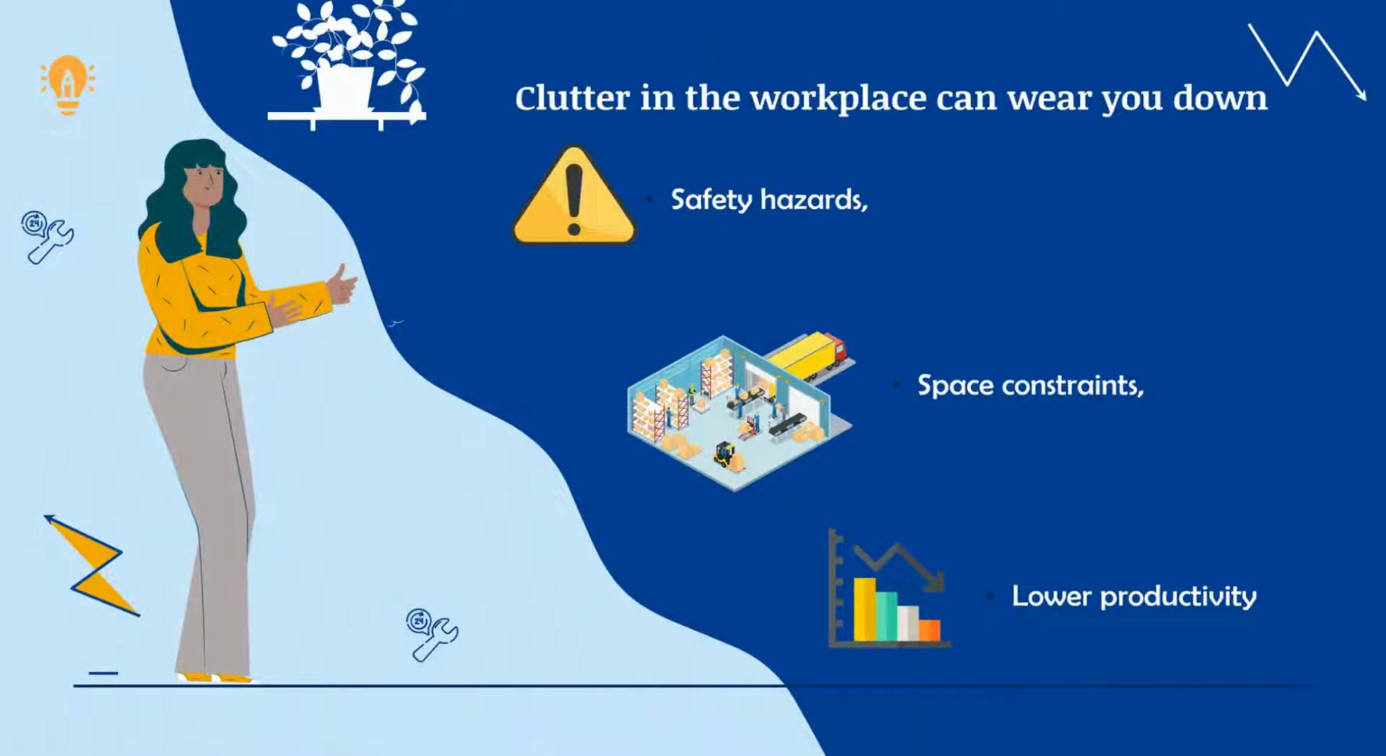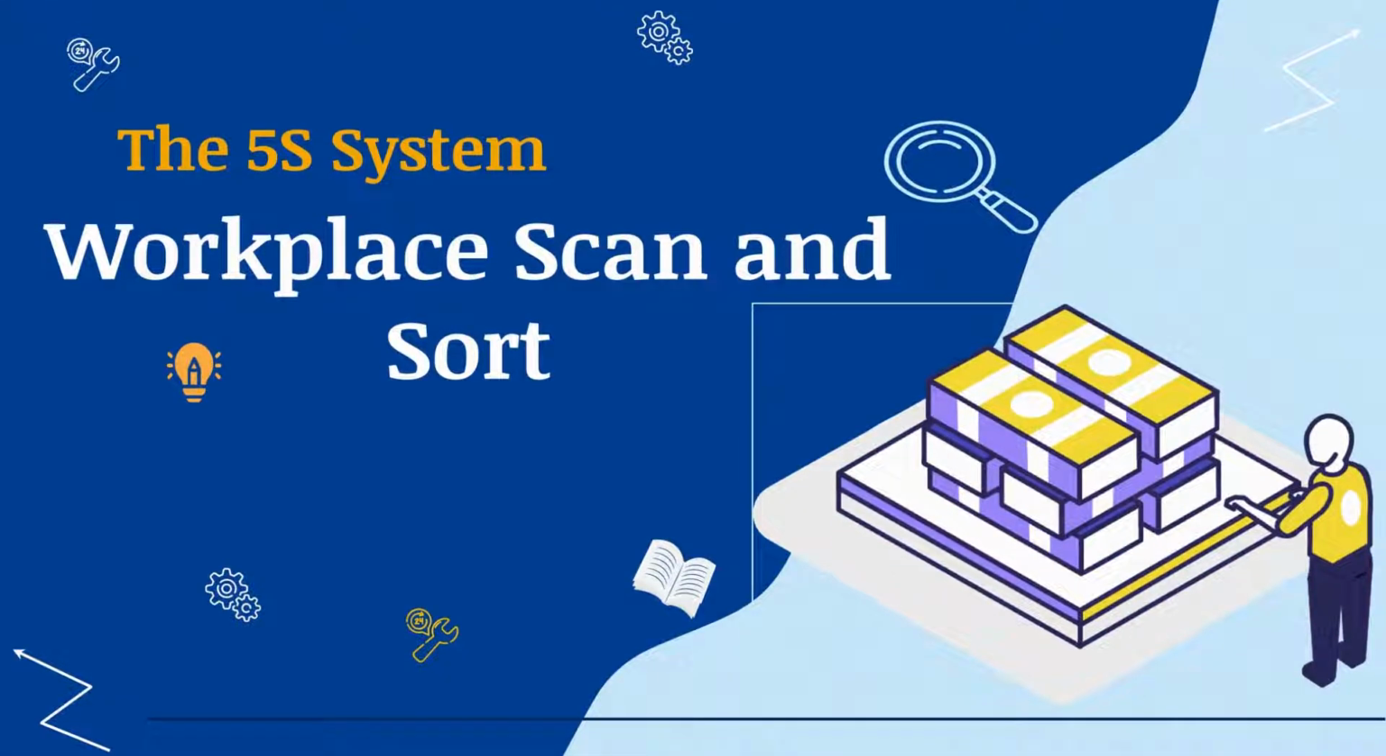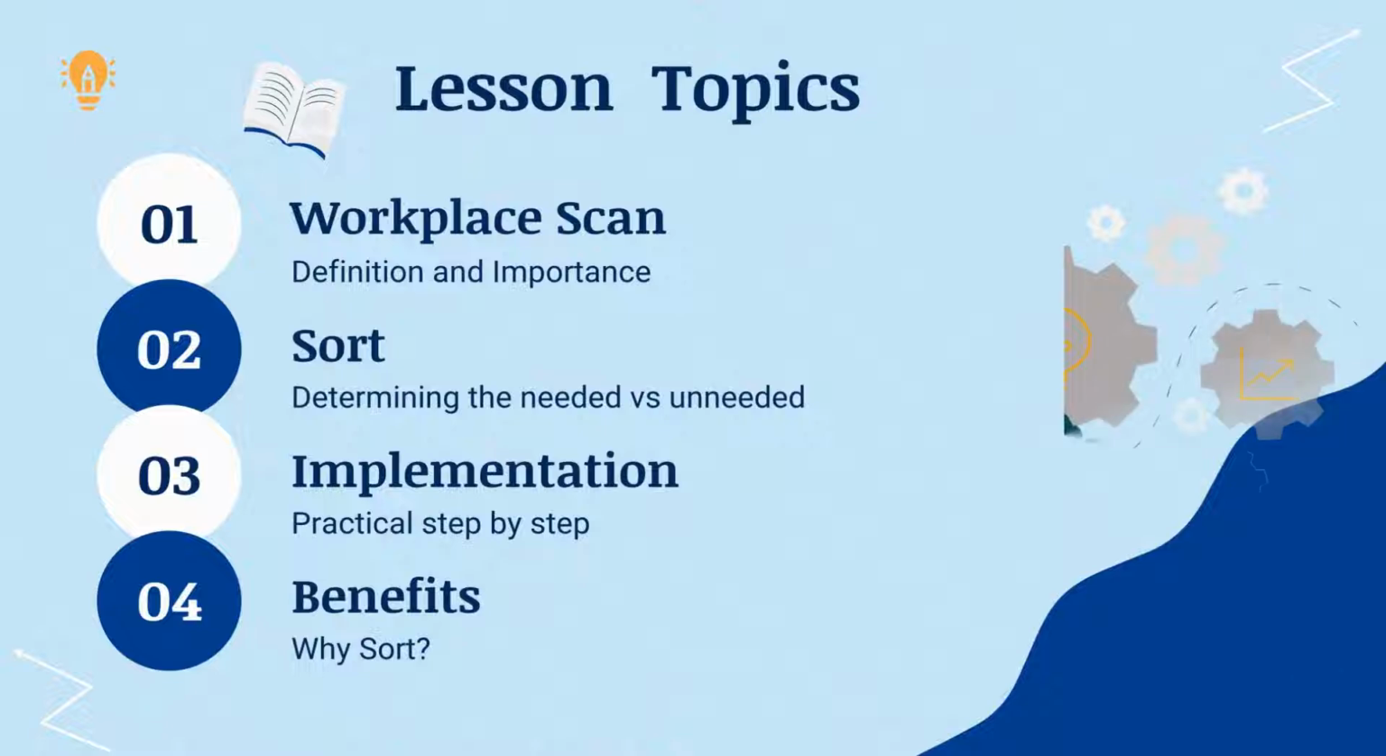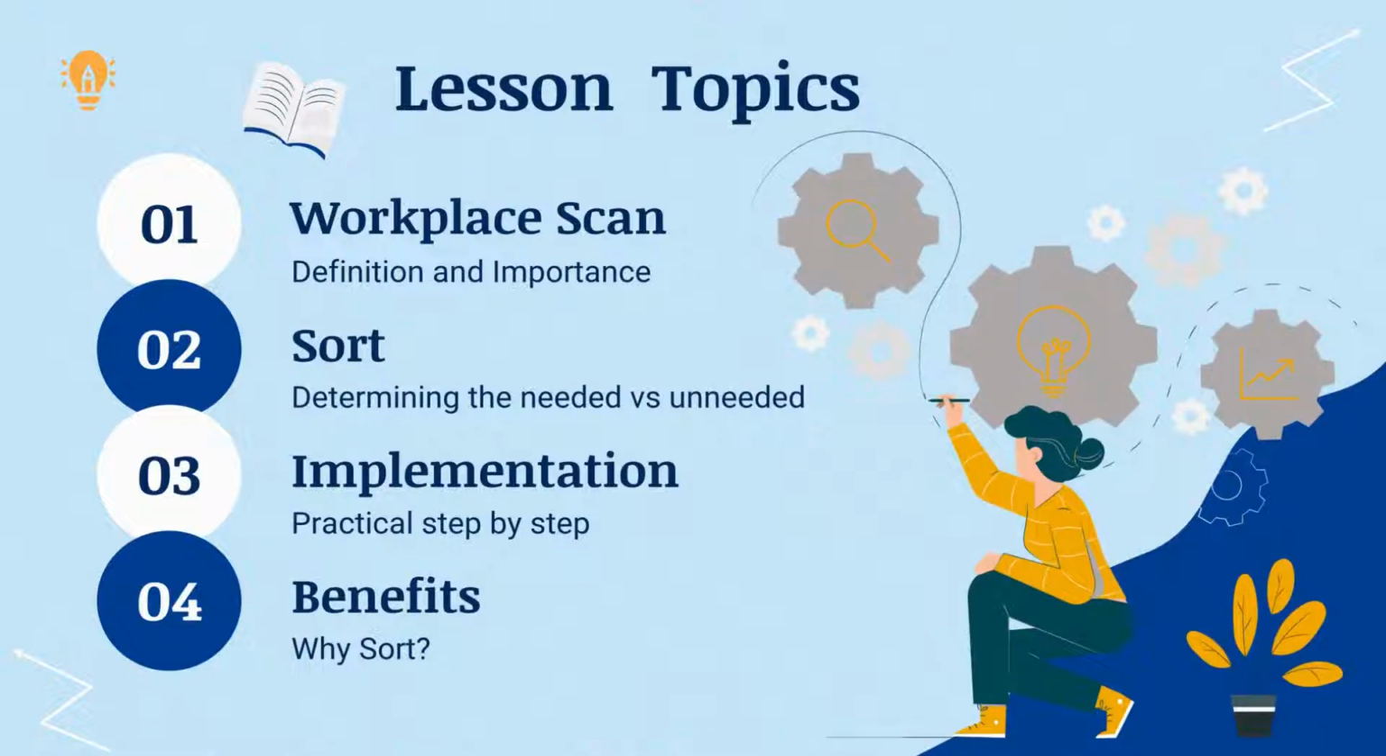It's part of human nature to store and gather things just in case. However, at work, this can wear you down, and clutter creates problems such as safety hazards, space constraints, and lower productivity. That's why the first step to getting organized is a good sort to start removing non-essential items from the workplace. In this lesson, we will discover what a workplace scan is and how to implement the first step of 5S, sort. We will also understand the benefits of implementing sort in a workspace.